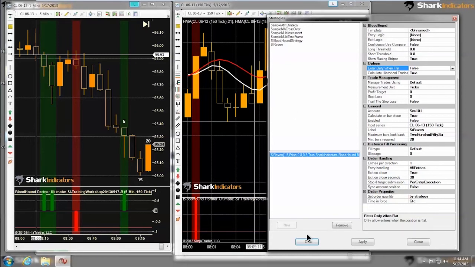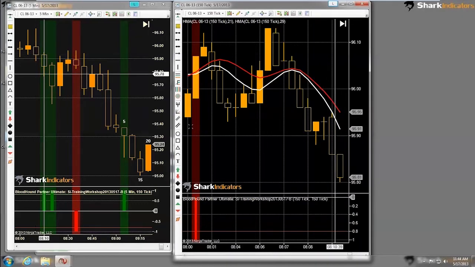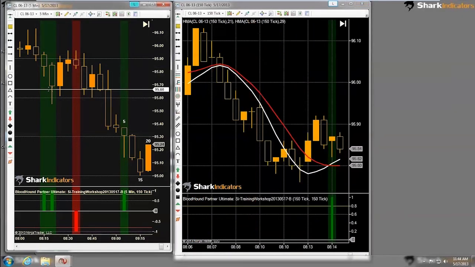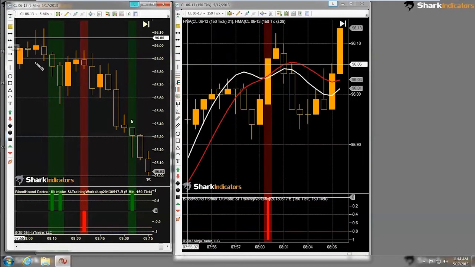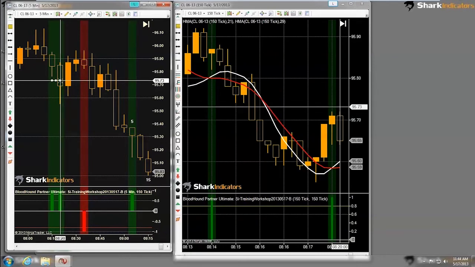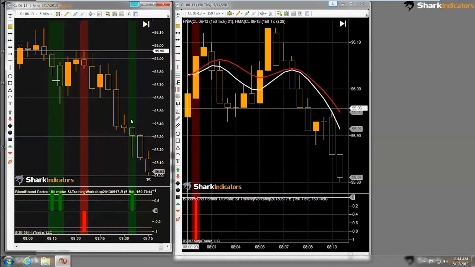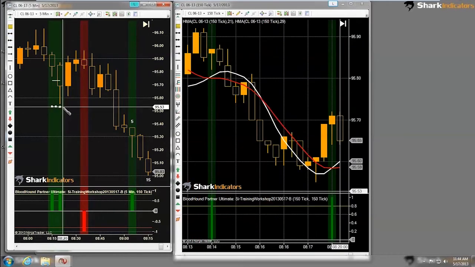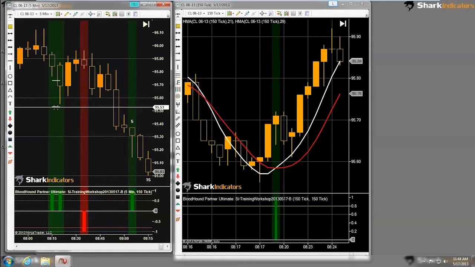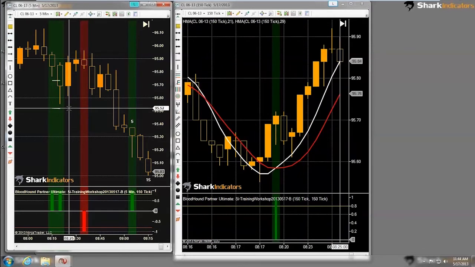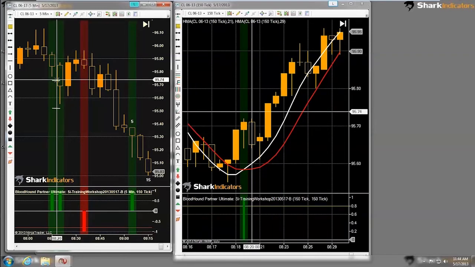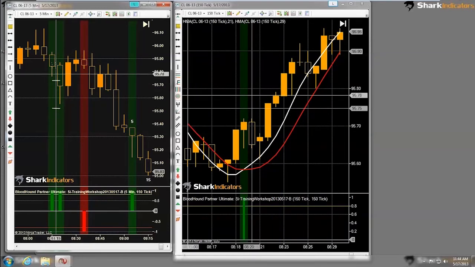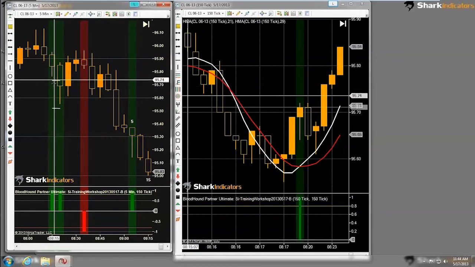I can't draw anything because I have this strategy up. Well, let me close this. So let's just say you have a stop here for one position, and you have a stop down here for another position. So this stop didn't get hit. So you have a partial contract remaining.